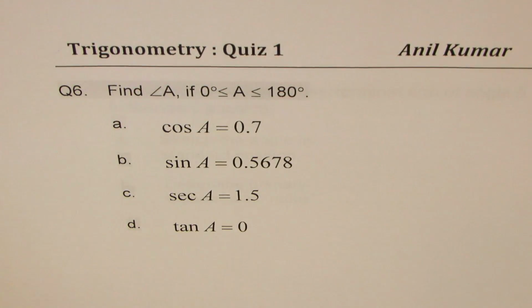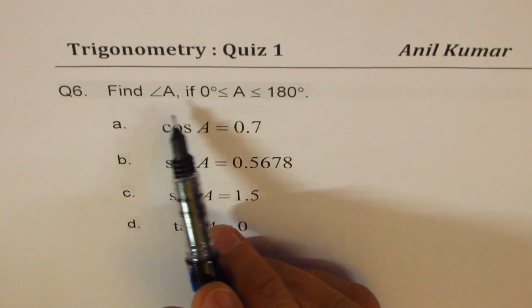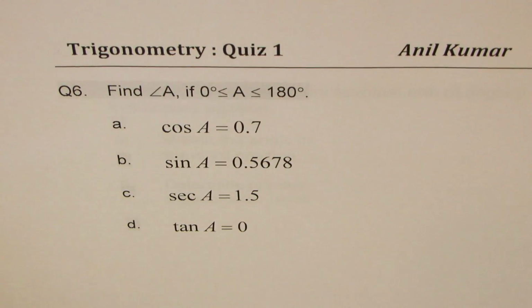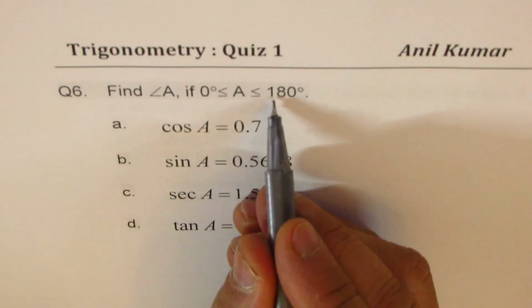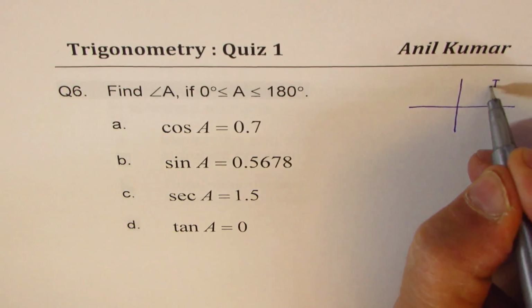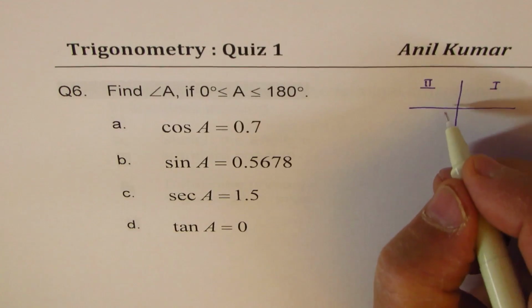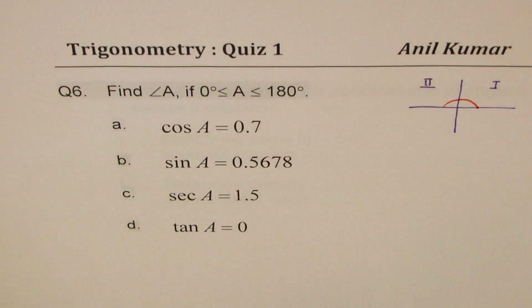Question number 6. Now in this case, we are given the trigonometric ratios. We have to find the angle. Please note that angle A is within 0 to 180 degrees. That is to say that it is in quadrant 1 or in quadrant 2, correct? That is 0 to 180 degrees. We are looking for solutions in this area.